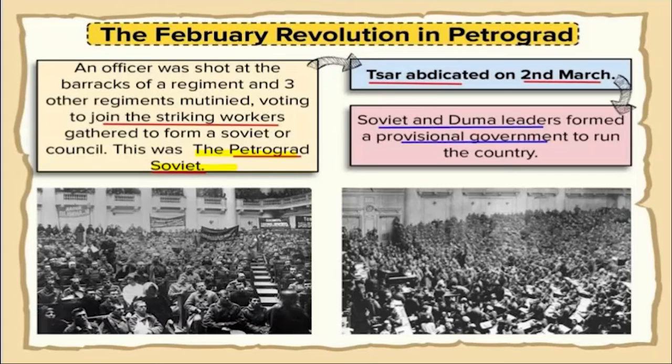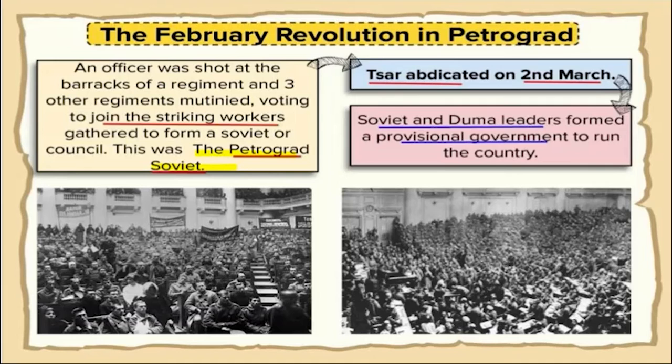Now the Tsar abdicated on 2nd March. He was removed from his position, and the Petrograd Soviet and the Duma leaders became the provisional government and started to run the country. So how did the provisional government come? When the Tsar was removed from his position on 2nd March, the Soviet and the Duma leaders joined their hands and started to run the government as the provisional government.